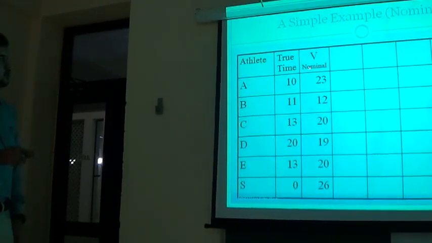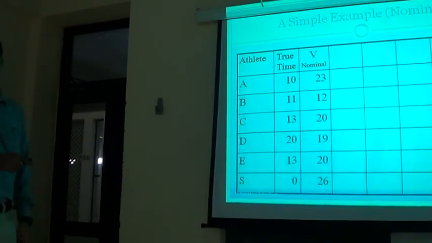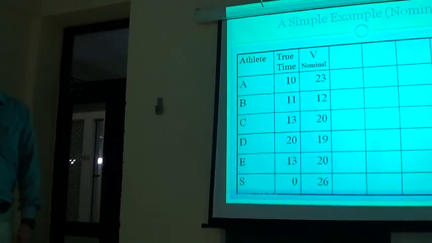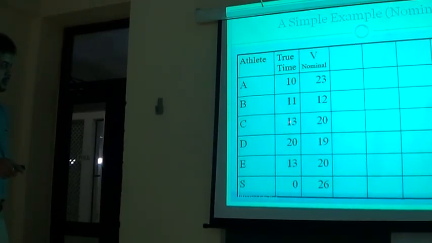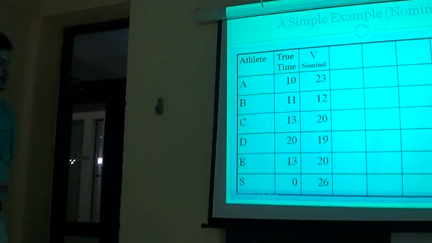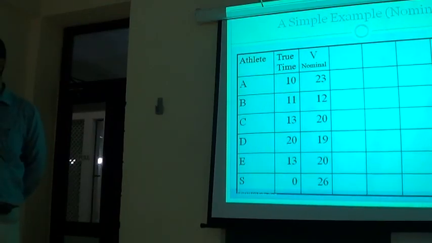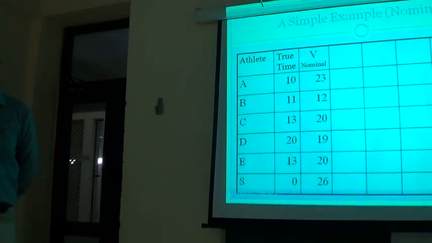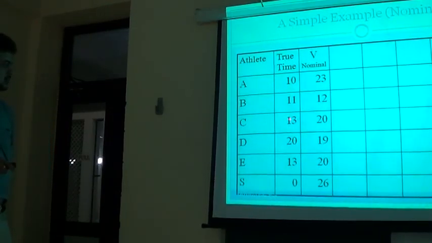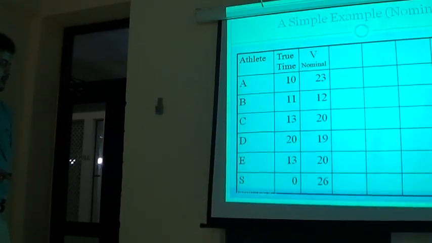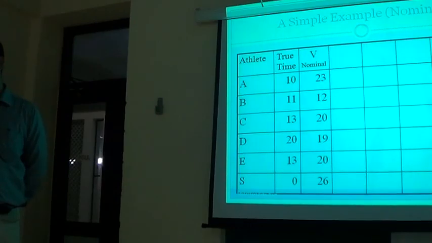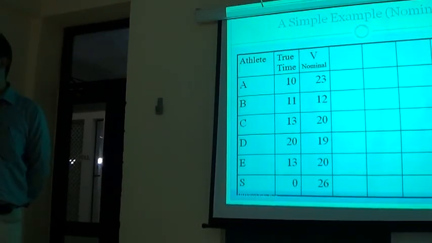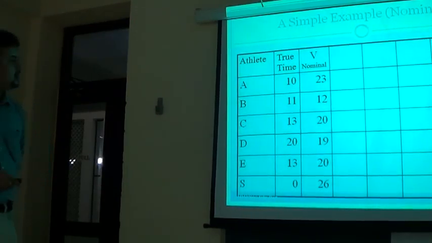Okay? So in this watch, watch number V, it is a nominal scale. Why is it nominal? Because the true times are 10, 11, 13, 20, 13, 0. Out of these true times, only 2 times are the same. What are these? C and E, right? So athlete C and athlete E scored 13. So that is the only thing, it's the same. The same scores are only these. And according to this one, these are all different.